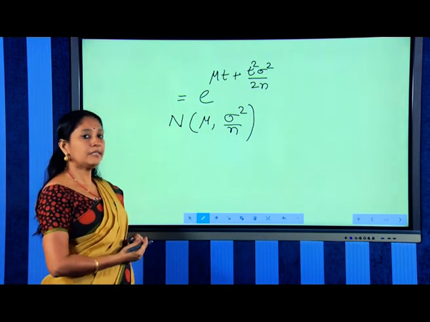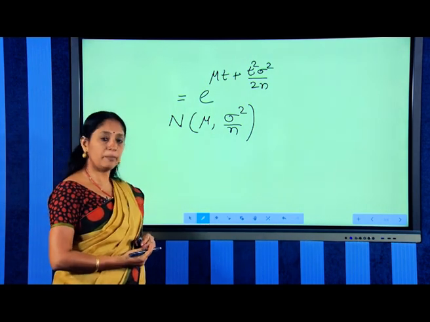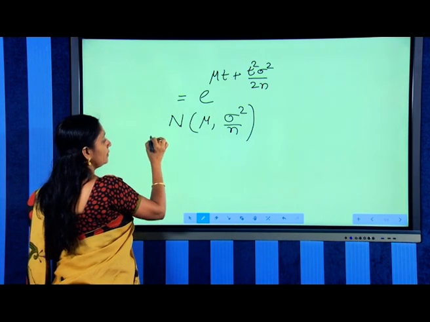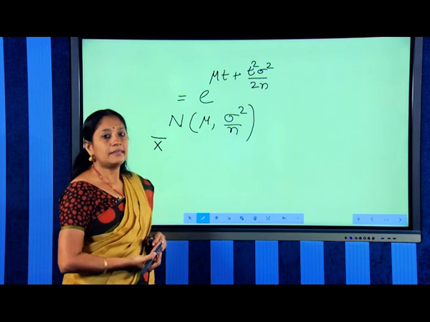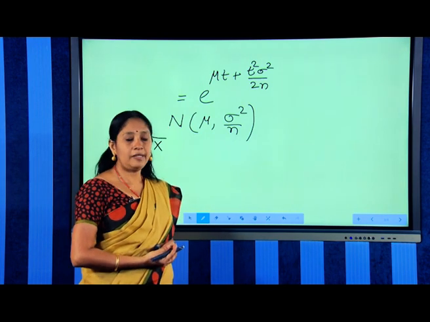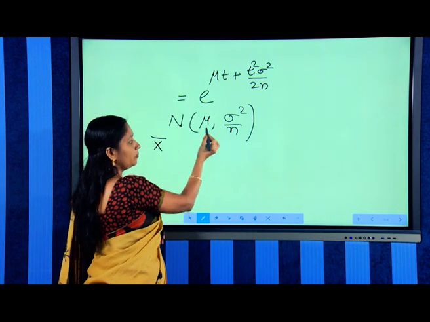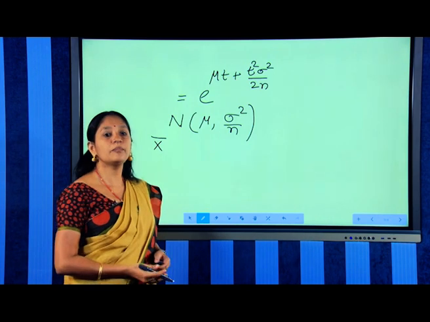So, by the uniqueness property of the moment generating function, it means that x bar is a random variable which follows normal distribution with the mean mu and variance sigma square by n.